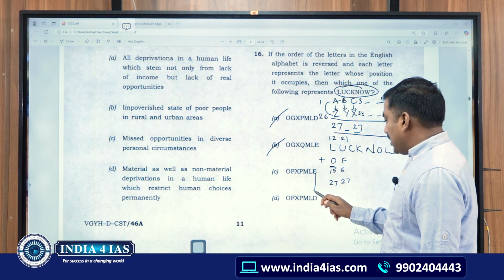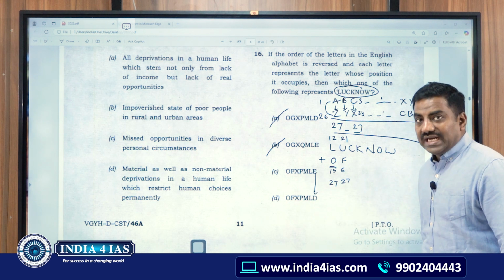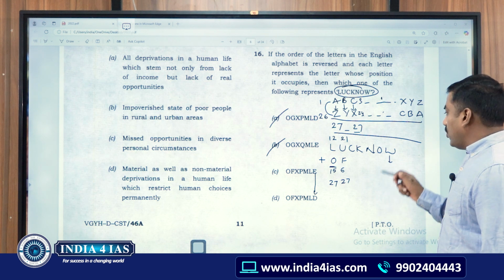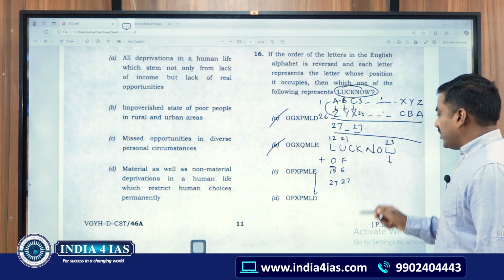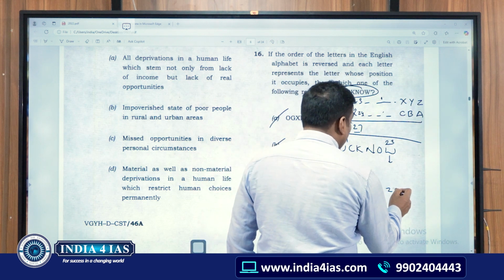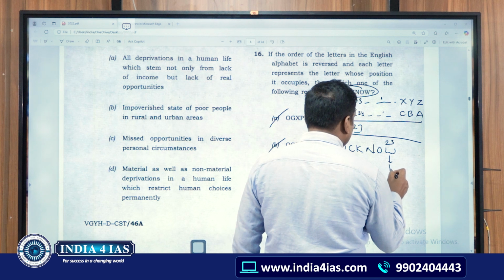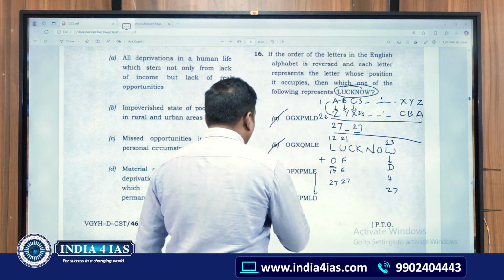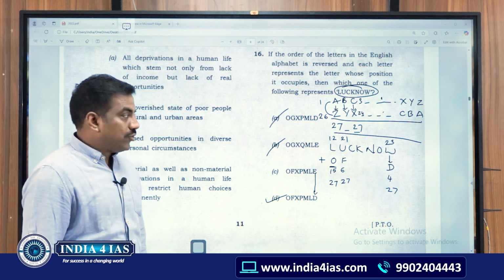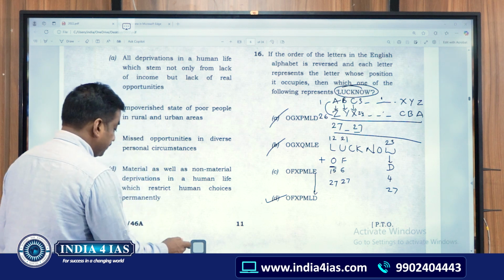If you look at the last digit, only that is changing now. Now look at W. W's position, W, X, Y, Z, is 23. Then 27 minus 23 is 4. So this has to be D. So only if you look at the last digit here, that's more than enough to conclude the answer.